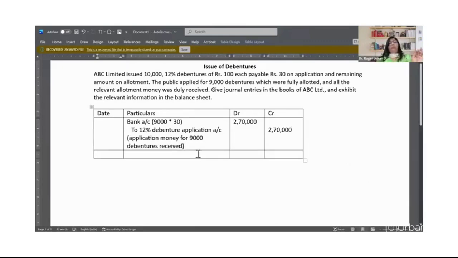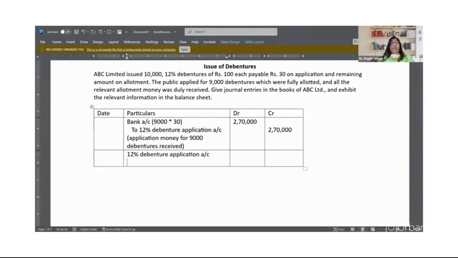Now what next? Just like shares, here this amount will be transferred from application to capital account. So the transfer entry goes 12% Debenture Application Account to 12% Debenture Capital Account, since it says that all the relevant allotment money was duly received. So we will write the same. There is no arrear.